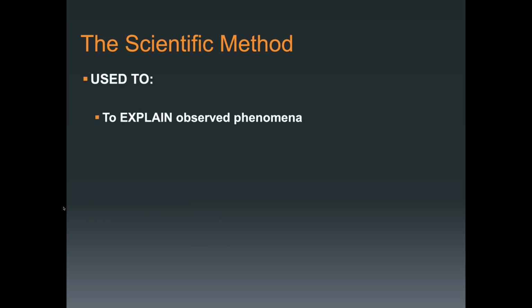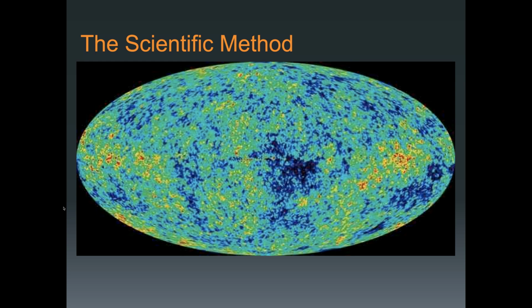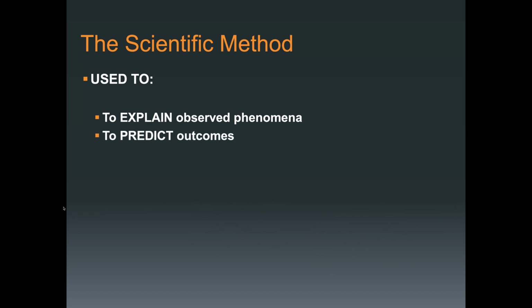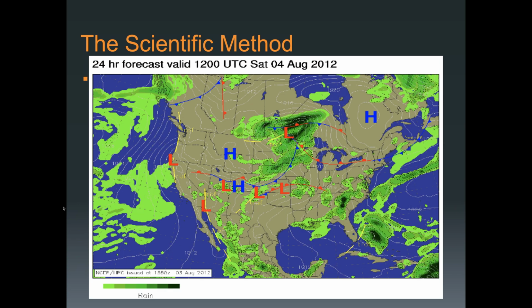The scientific method is used to solve problems. It can explain observed phenomena like the universe, where did it come from? And it can be used to predict outcomes. For example, you can use a weather map and data to figure out exactly where this rainy low pressure system is going to end up tomorrow.